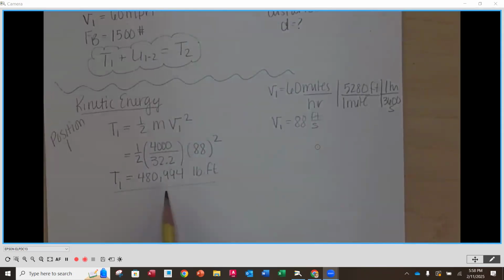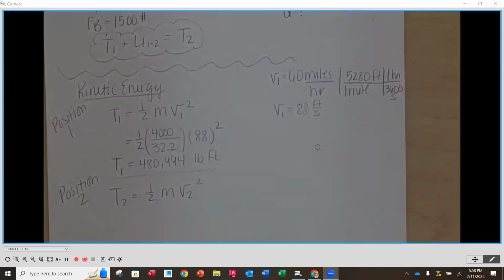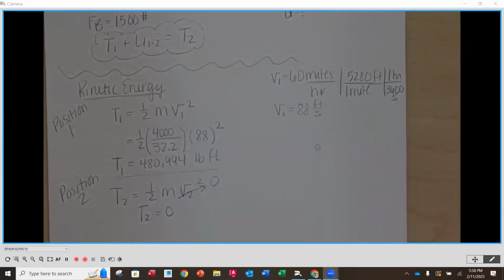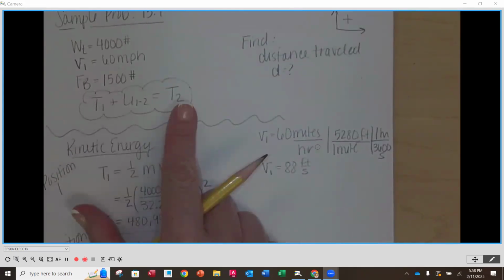Okay, so that's position 1. That means that's the kinetic energy right before we start to apply the brakes. Then position number 2, this is going to be our kinetic energy number 2, 1/2 the mass times velocity 2 squared. Now, here we end up at a stop, right? So what's our velocity 2? 0, right? So our T2 is simply 0. So that is the T1 and the T2 for our equation on top.